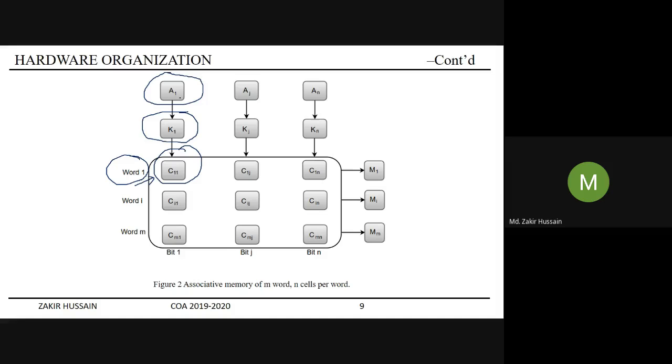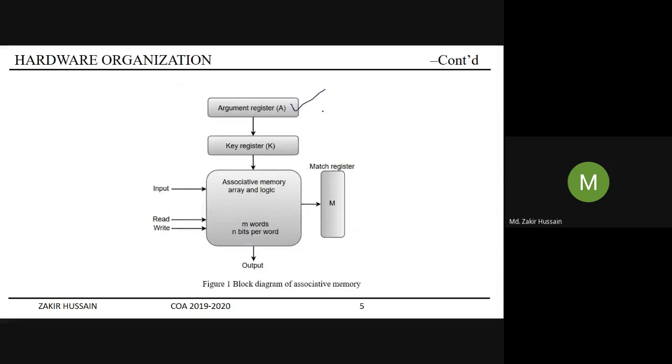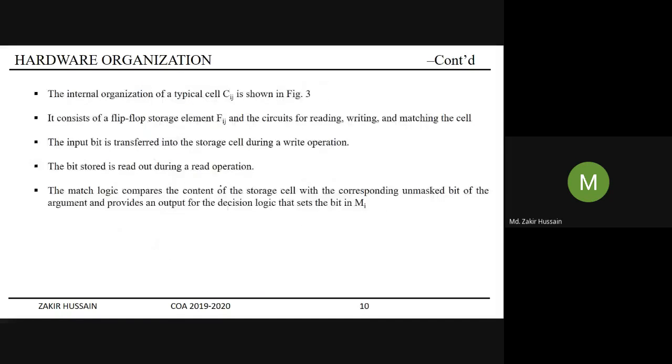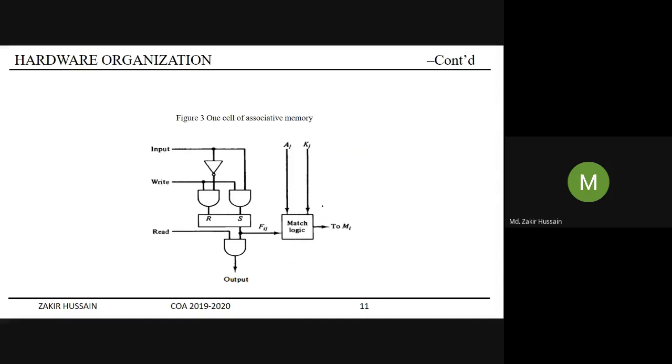This A is the argument register. This is your key register, and this is your input, that is the word coming. Inside here are the cells, those C, I, J, those are the cells, shown here. That's why for this cell, we are now talking about the match logic, how this match is happening. So this match logic is taking inputs from the argument register, from the key register, and from the word bit also.